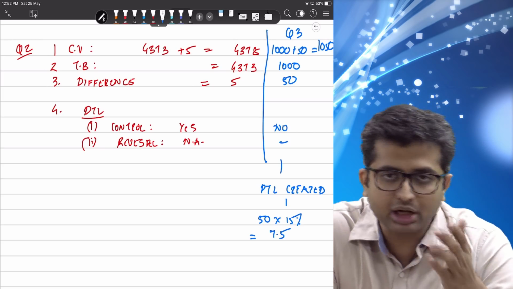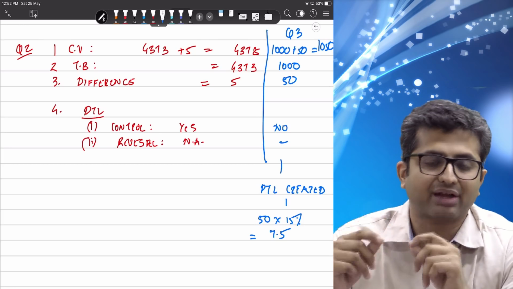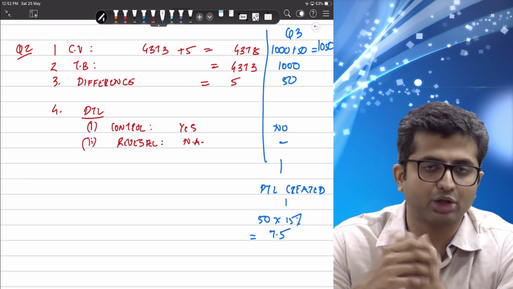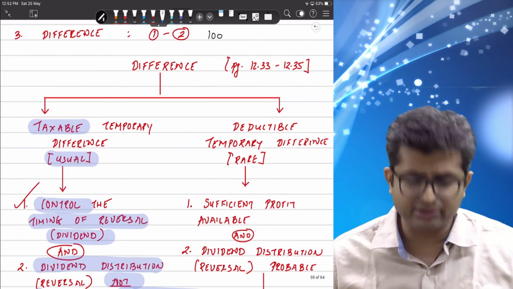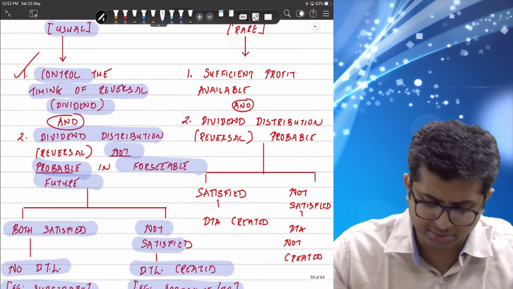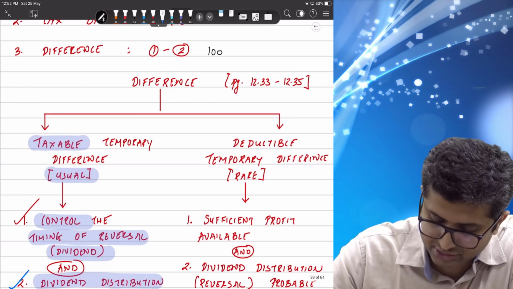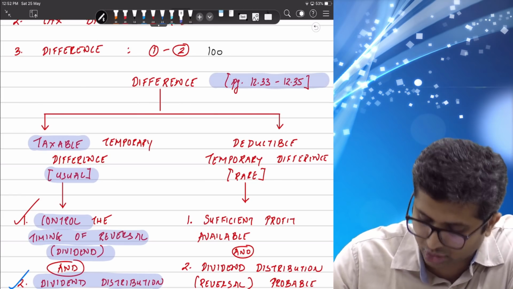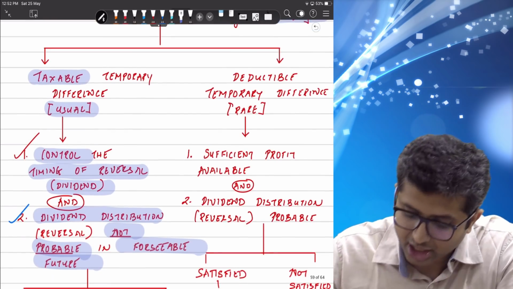Why do we create the DTL at 15%? Because the reversal, if and when it happens, will be taxable at the rate of 15% DDT and not the corporate tax rate. Are we getting this? Yes? Okay. So that largely takes care of the 2 questions in the study material. Apart from that, there is one extra point in theory, which I've just written down. The theory is available on page 12.33 up to 12.35 if you have time to read that.